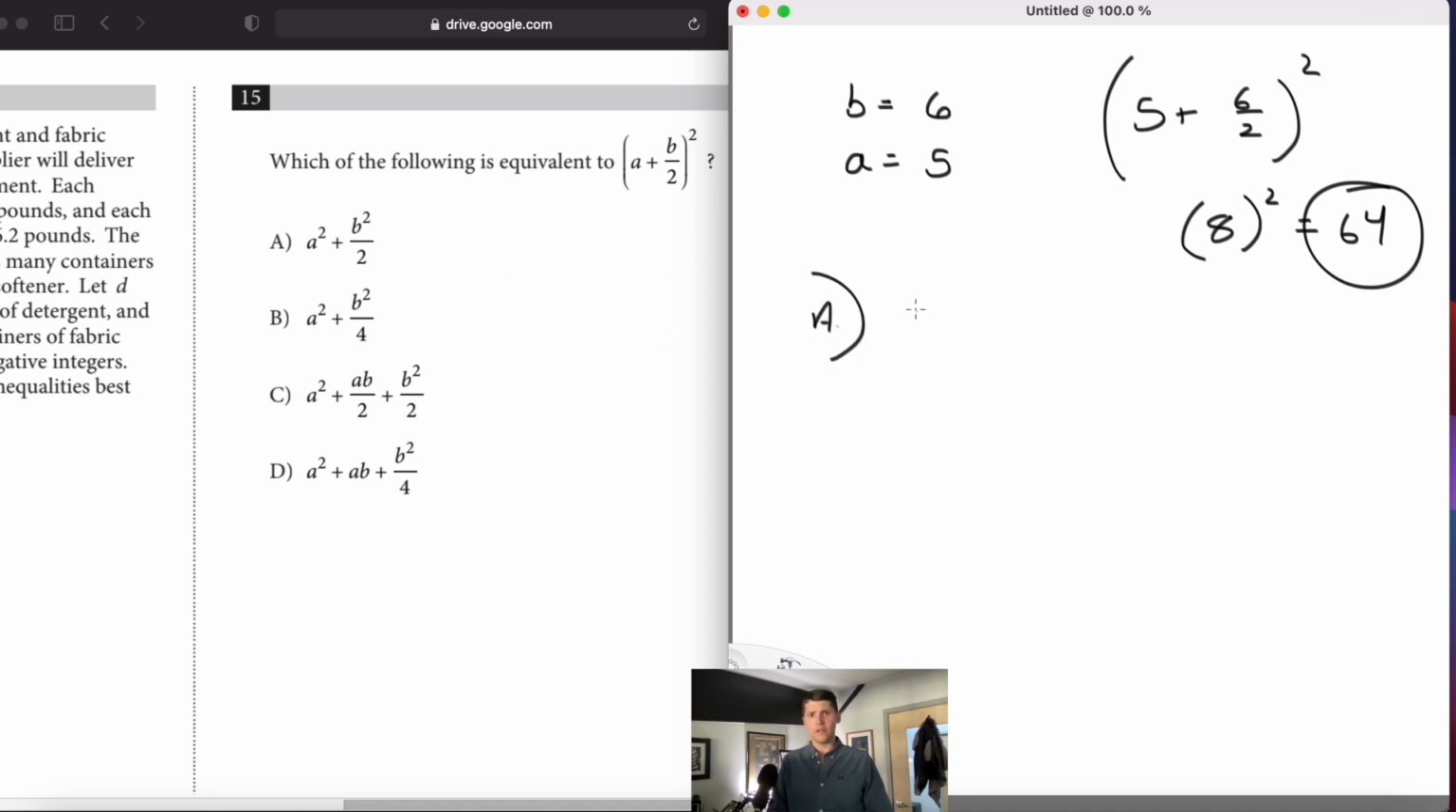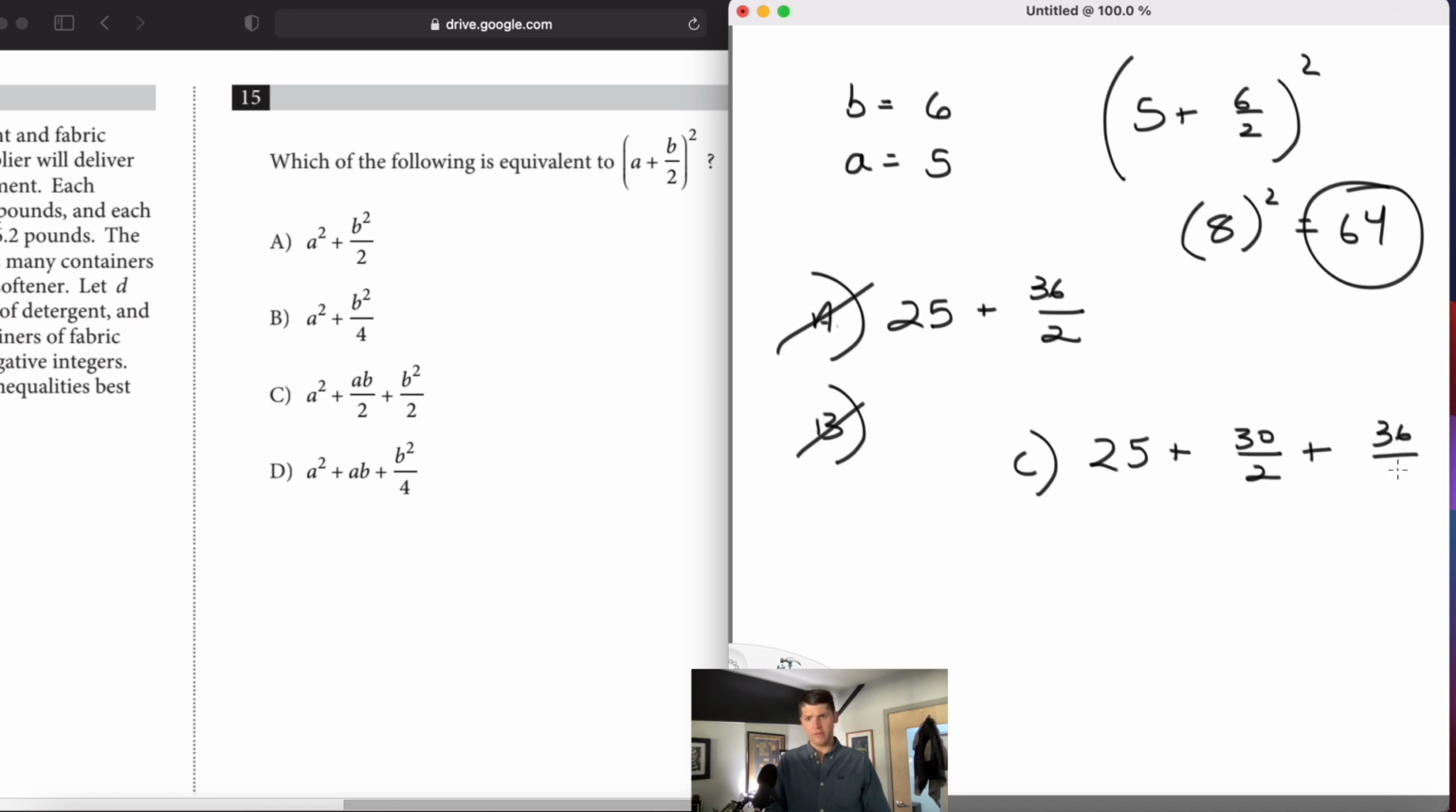I could have used some smaller values, but let's just crack into this here. A is 25 plus 36 over 2. No. Because look, 36 over 2 is smaller than even 25 is, and we need to get all the way to 64. Estimation is your best friend on this. We know B is going to be even smaller. Why even try it? Let's try out C. C is going to be 25 plus AB, which is 30 over 2, plus B squared, which is 36 over 2. Let's get in there.